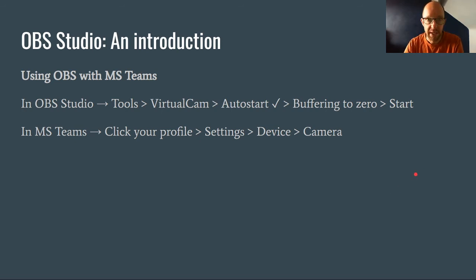But what you can do is you can use this to overlay content in Microsoft Teams or Zoom. What you need to do to enable this is within OBS Studio we need to go to the top of the screen and look at Tools, and then we choose Virtual Cam, and then we click Auto Start. We set the buffering to 0, which sounds complicated now but will make more sense when you're there doing it. We press Start. What that means is it sets this up so that we can use it in Microsoft Teams.